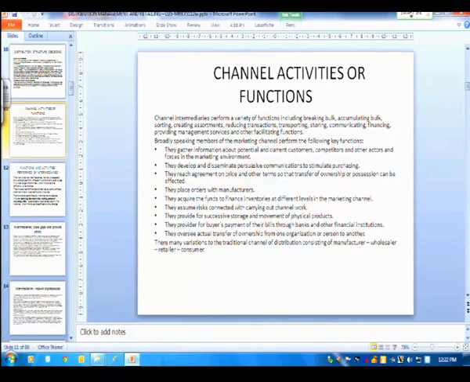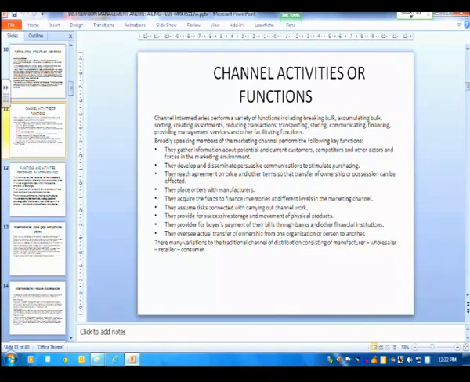Channel activities or functions. What are the channel activities or functions? Channel intermediaries perform a variety of functions, including breaking bulk, accumulating bulk, sorting, creating assortments, reducing transactions, transporting, storing, communicating, financing, providing management services, and other facilitating functions.